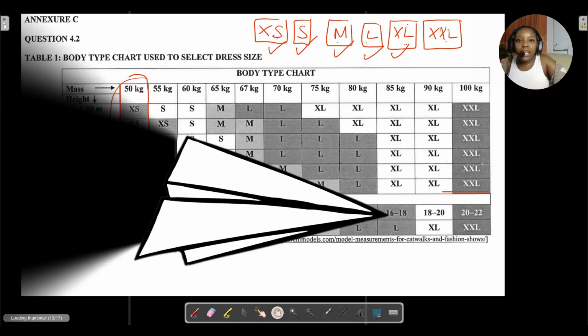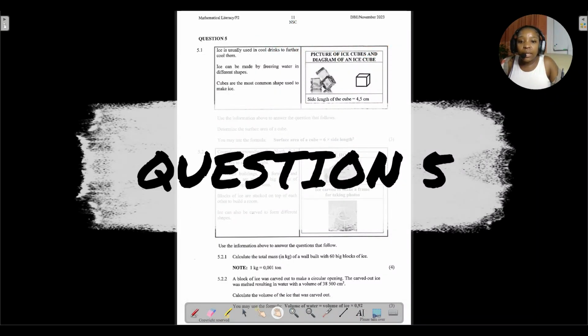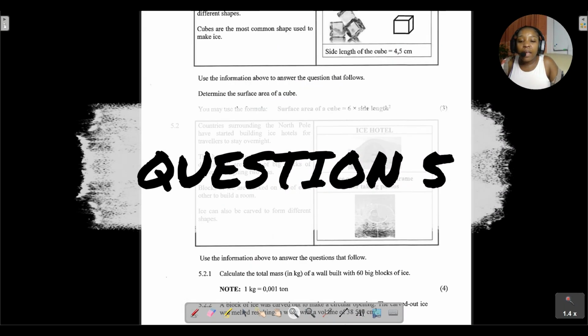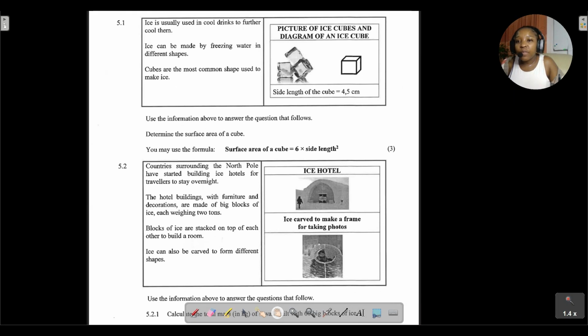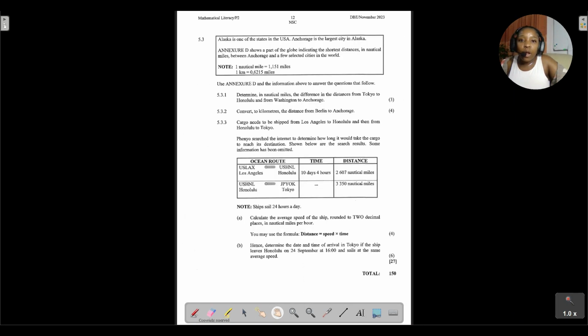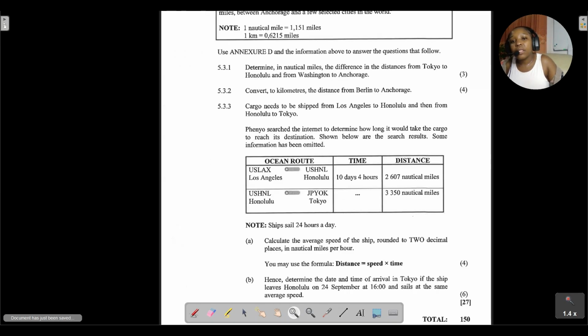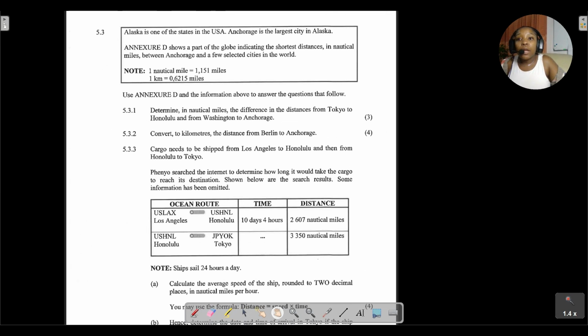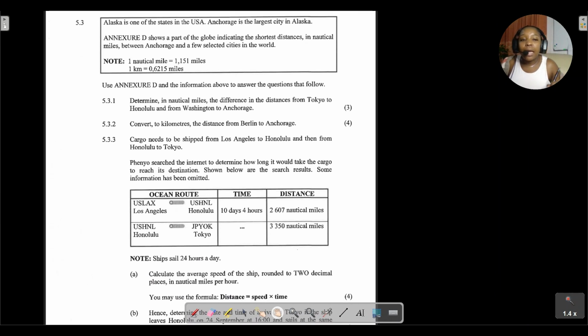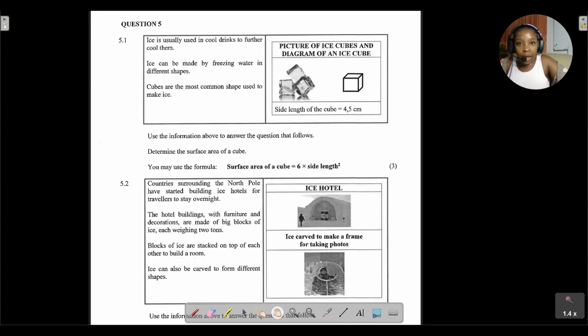All right. Now, we're going to be looking at the last question. Question number 5 deals with surface area, it deals with volume, and it deals with converting from the imperial system to the metric system and also converting time. So please make sure that here as well, you take a 10-minute break, pause it, then come back so that we can finish off this past paper.